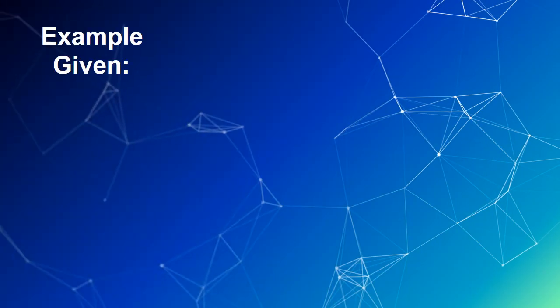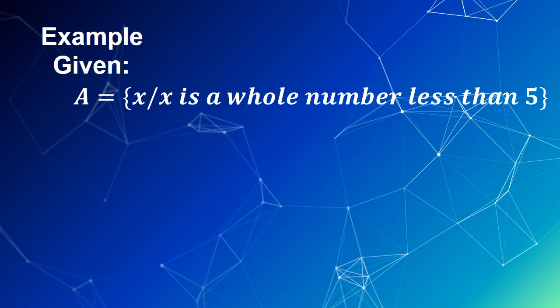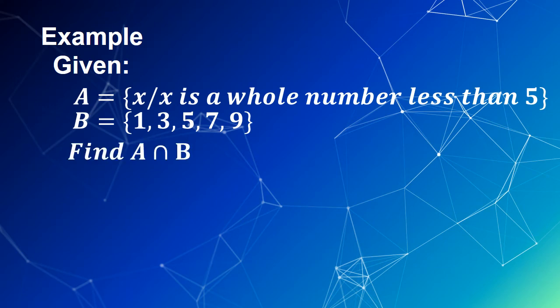For example, let's say, for instance, we have set A, x such that x is a whole number less than 5. So we will be listing here all whole numbers less than 5, and we have set B, with 1, 3, 5, 7, and 9. So you are going to find the intersection of A and B. To find the intersection of A and B, you have to list first the whole numbers less than 5. So we have here set A: 0, 1, 2, 3, and 4.